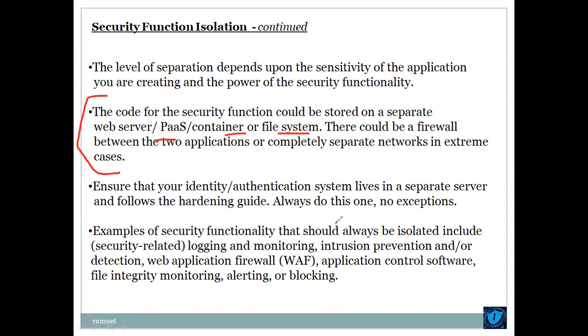Examples of security functionality that should always be isolated include security-related logging and monitoring, intrusion prevention and detection, web application firewall, application control software, and file integrity monitoring, alerting, blocking, everything we can do. All these things need to be done. So this is about something called isolation.